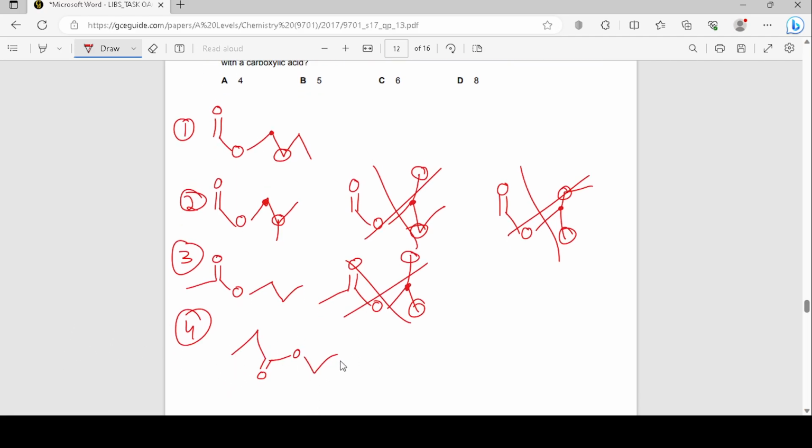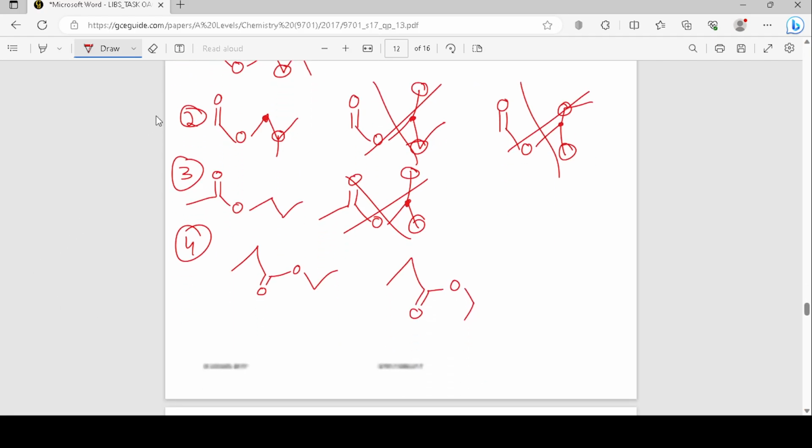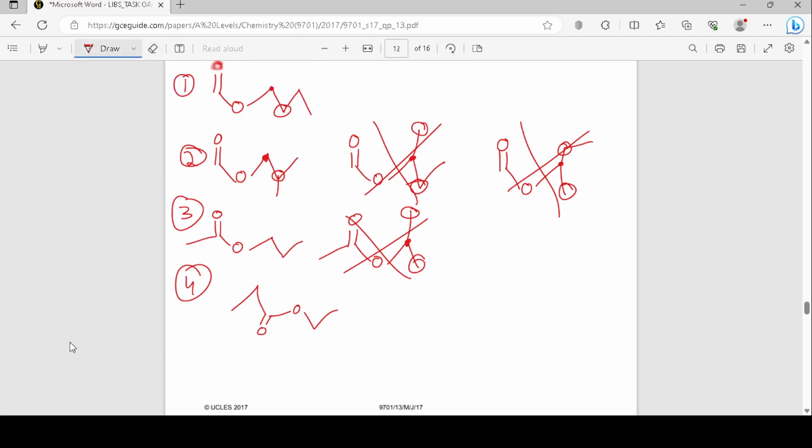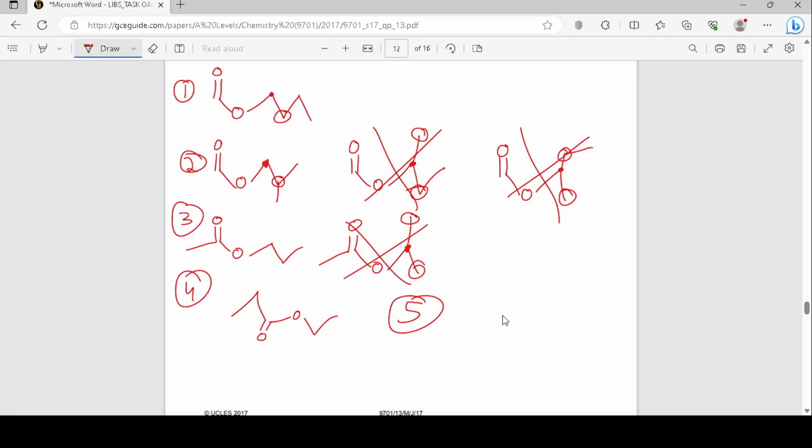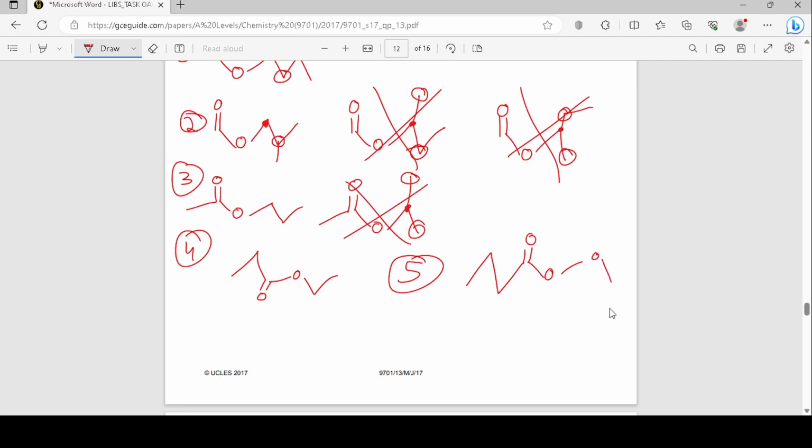Can I have any other ones? I don't think so, because you can't really have a branch there. That's one more. So I have four till now. Then number five, I could, if I used butanoic acid and methanol, right? If I use butanoic acid and methanol, that's number five.